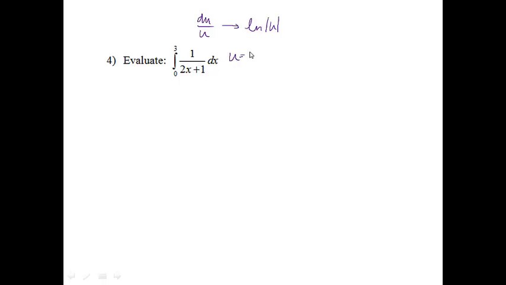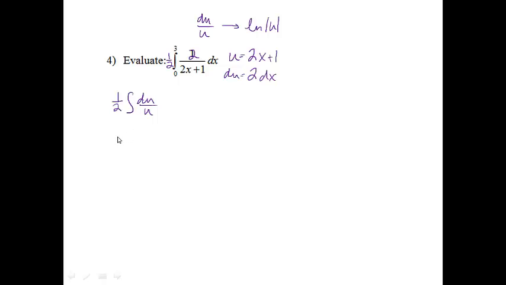So we're going to let u be the denominator, which is 2x plus 1. The derivative of 2x plus 1 would be 2 dx. I notice that I don't have a 2, I just have a 1, so we want a 2 there, which means to compensate for it, I need to put a 1/2 out front. So I'm going to have 1/2. 2 dx both become du, and 2x plus 1 becomes u, so I am all set and good to go.